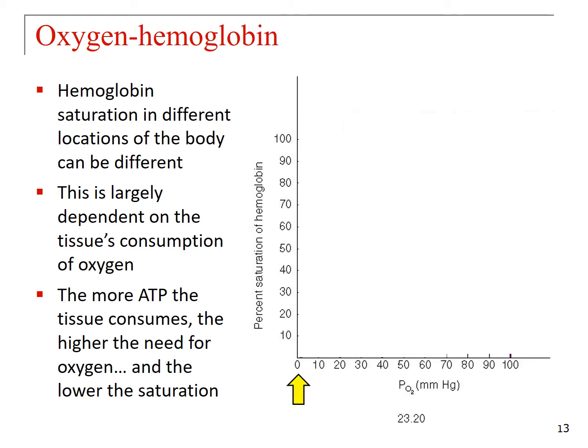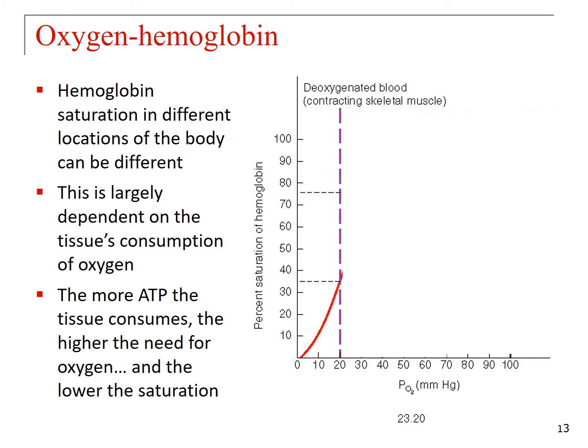So let's take a look at our axes here. This axis actually is the partial pressure of oxygen. And that partial pressure is going to go from 0 to a little bit over 100. This axis is the percent saturation of hemoglobin, and of course that can only go up to 100. Okay, now with that in mind, let's take a look at some of the data on this graph.